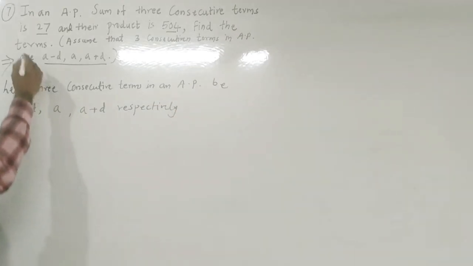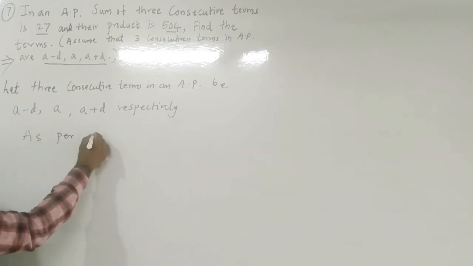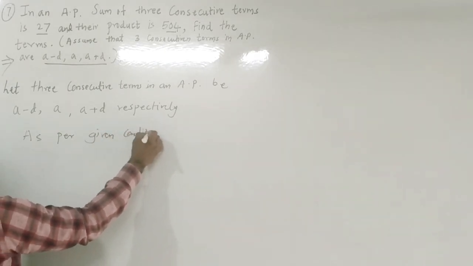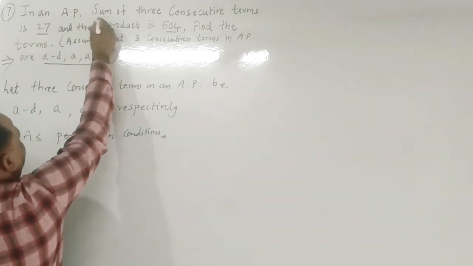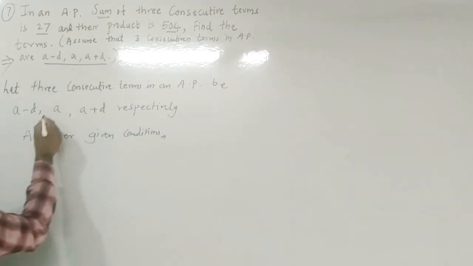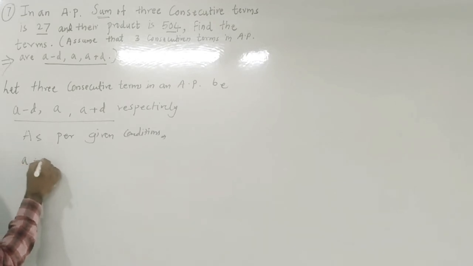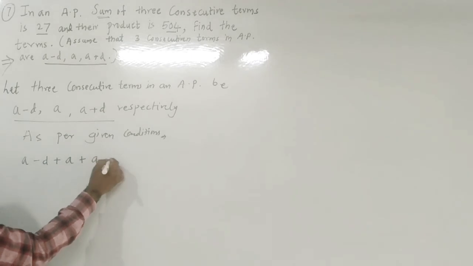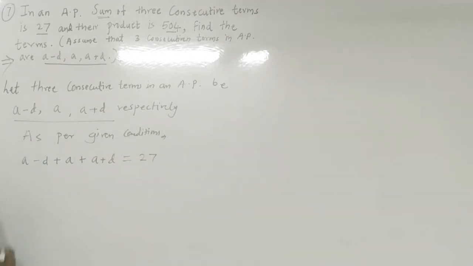So as per given conditions, there are two conditions. First condition is the sum of these three terms, which are a minus d, a and a plus d. That is, sum of these three terms, a minus d plus a plus a plus d is equal to 27.